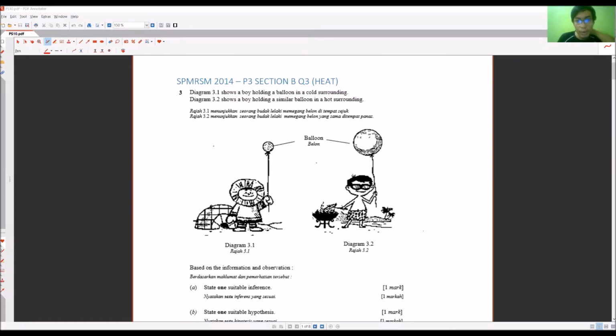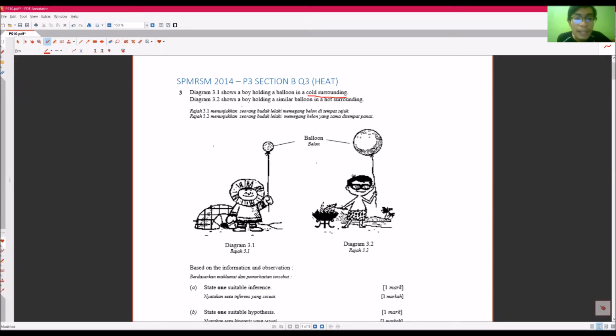Diagram 3.1 shows a boy holding a balloon in cold weather surroundings. Okay, so this is cold weather. And diagram 3.2 shows a boy holding a similar balloon in hot surroundings. So basically the balloon contains the same amount of gas, but the difference here is the temperature. So the manipulated variable is the temperature, and the responding variable is the size of the balloon, or we can say volume.